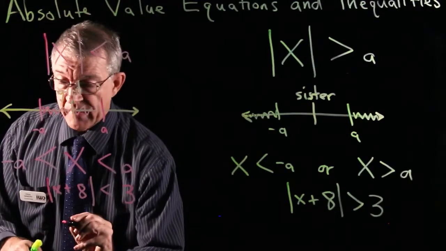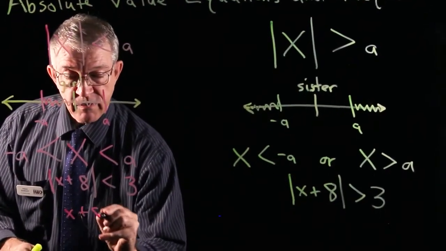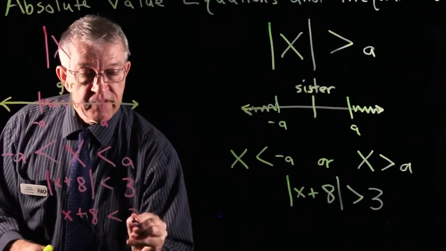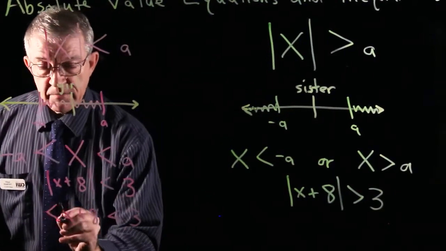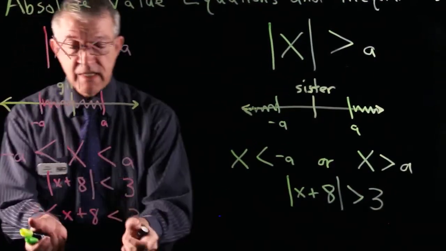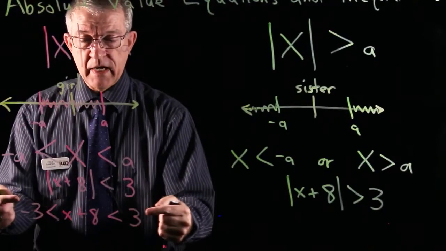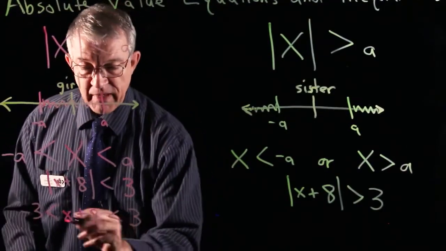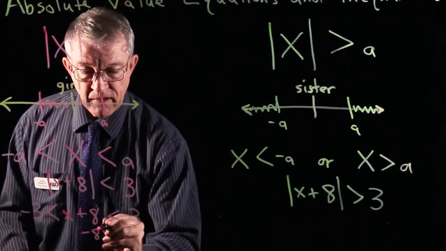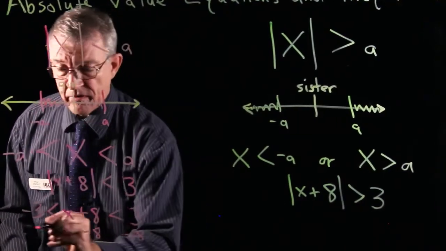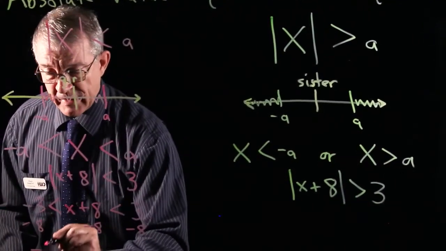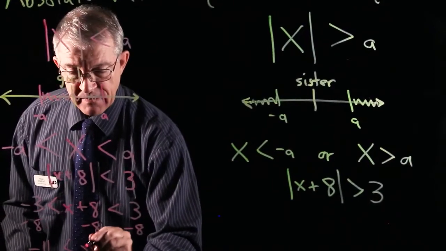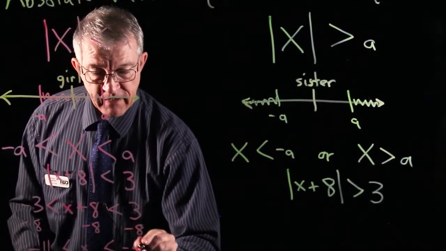X plus 8 without the absolute value goes in the middle. This part is okay. This part is the same distance that I'm constrained to. And then it's just a matter of subtracting 8 from everything. Whatever you do to the middle, do to the left, do to the right. And so I get negative 11 is less than x is less than negative 5.